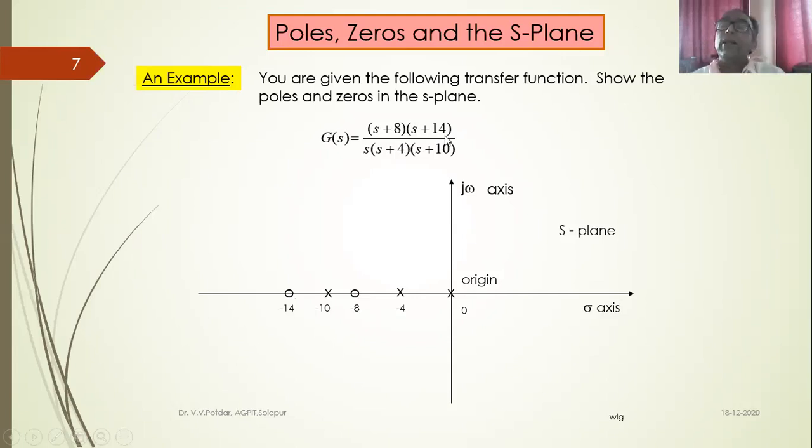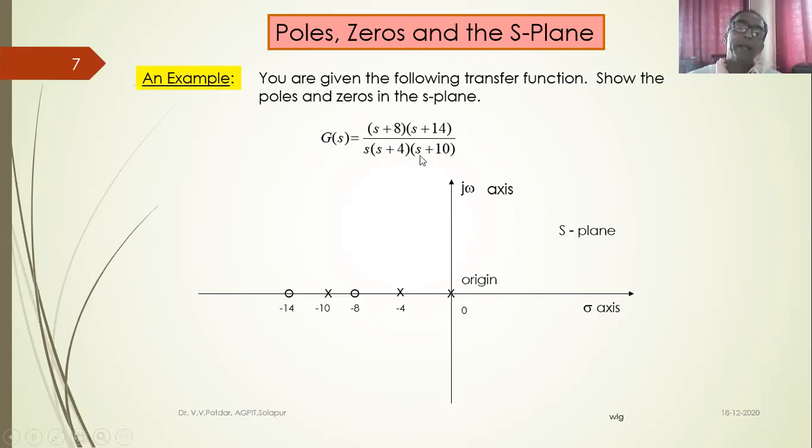If the factors are imaginary factors, I need to plot them on the imaginary axis. If the factors are complex conjugates, I take the real part and imaginary part and plot accordingly. Okay, so these are the zeros. Minus 8 and minus 14 are the zeros which are plotted in the S plane.